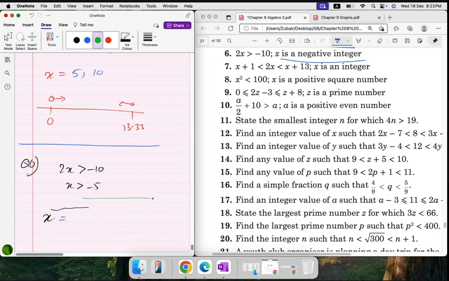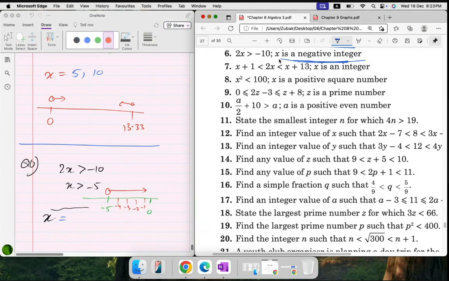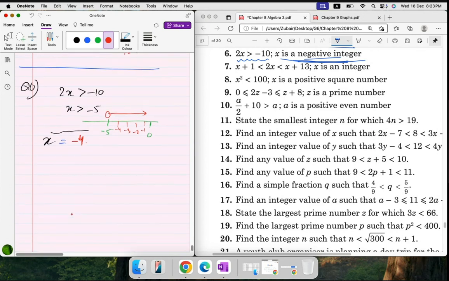A number line would help in thinking. If this is minus 5, and 0 for reference, and x is greater than minus 5, now we can think straight. This must be minus 4, minus 3, minus 2, minus 1. So the number should obey this inequality and should be negative. So I'm writing minus 4. There are other options; this is one of those.